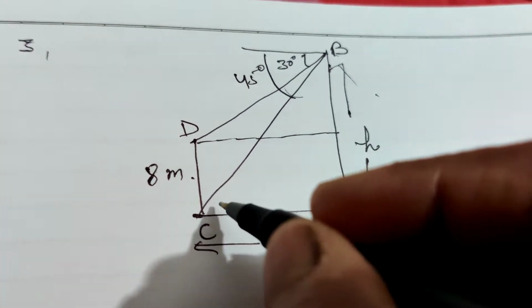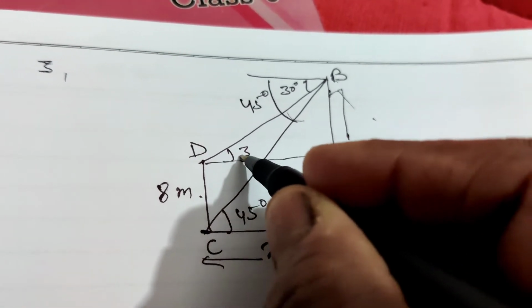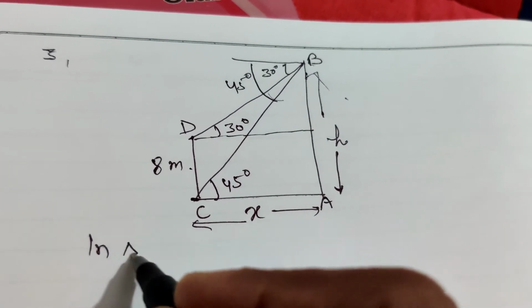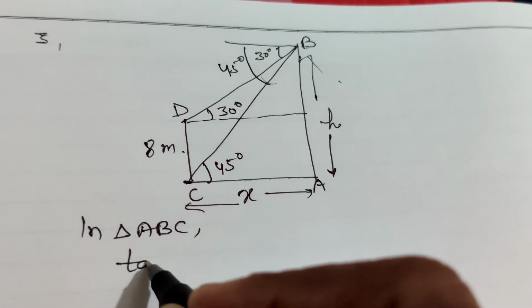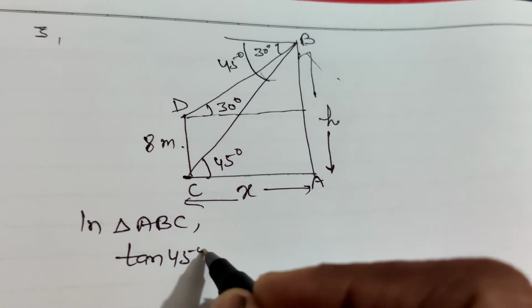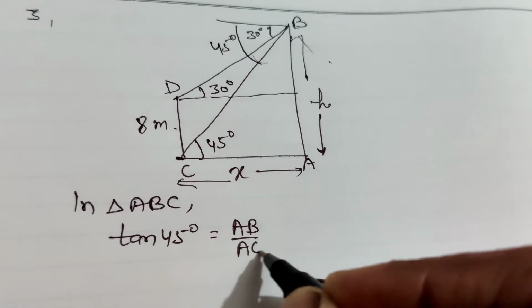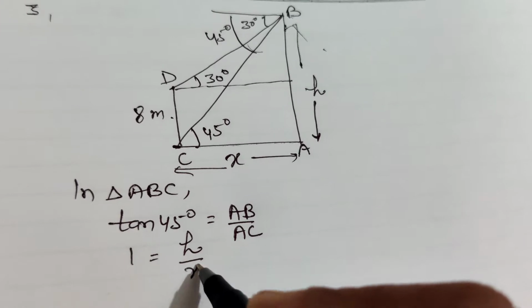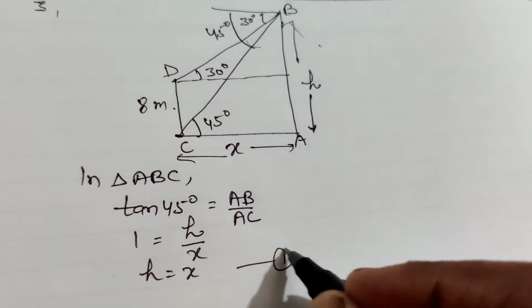Alternate angle. This angle is equal to this also, 45 degree and this is 30 degree. Now in triangle ABC, tan 45 degree equal to AB upon AC, and 1 equal to h upon x. h equal to x.